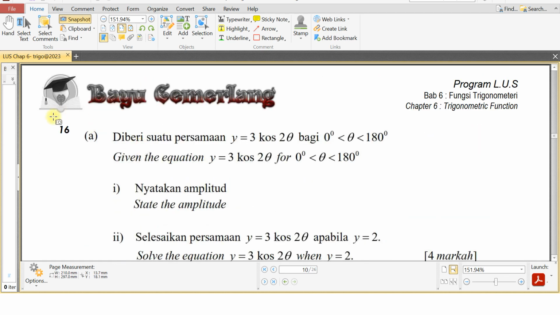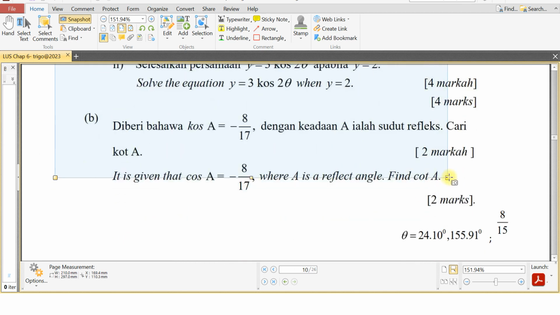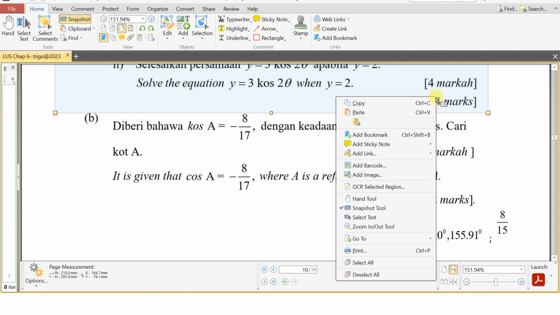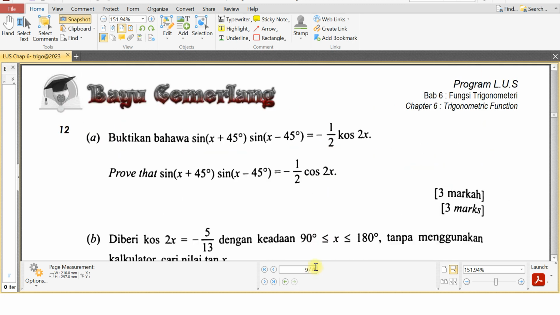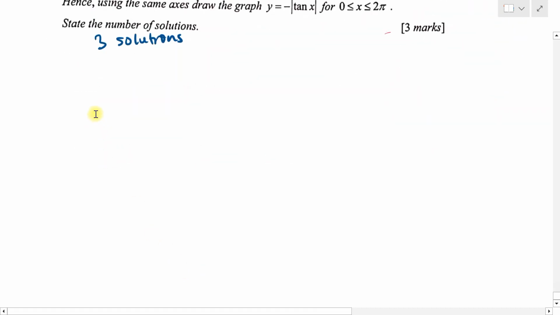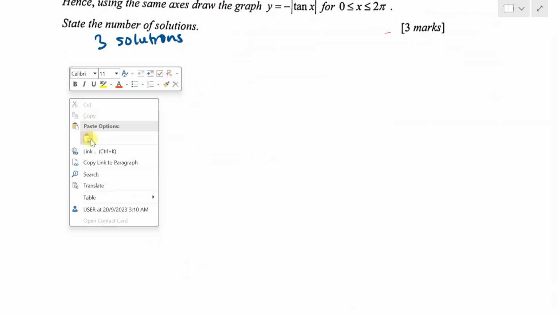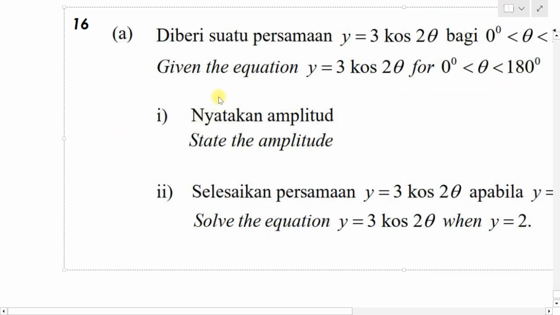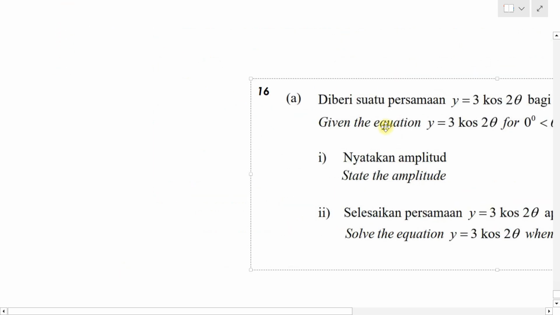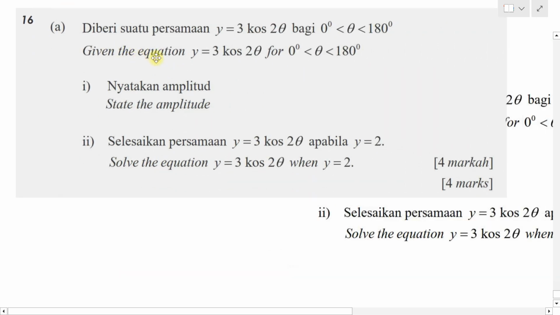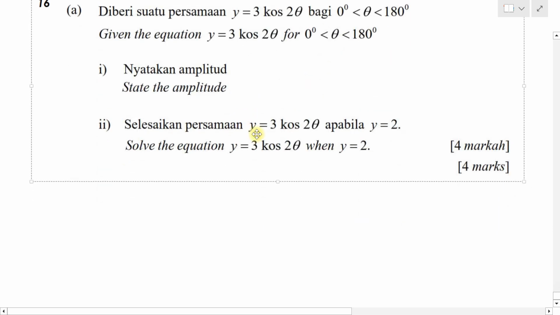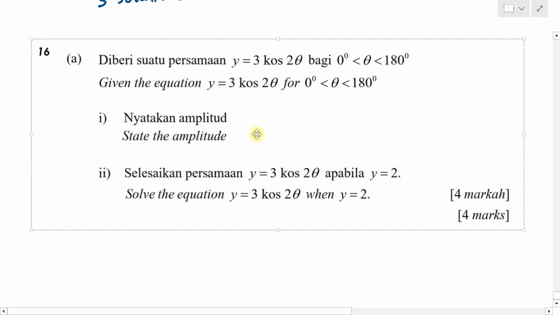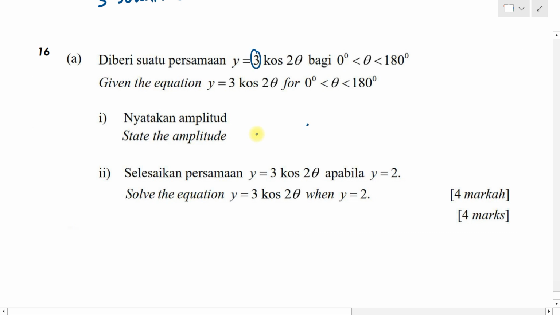The next one, question 16, the final question. This itself is already 1 hour plus, just 8 questions, guys. Okay, right. So what is the amplitude? Easy, 3.